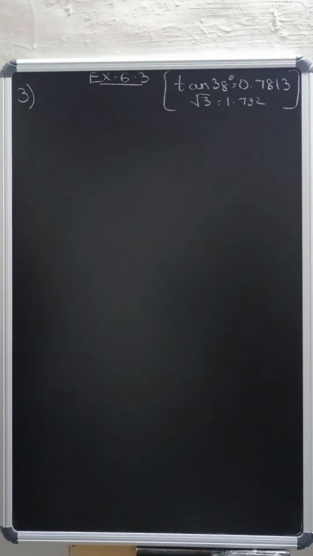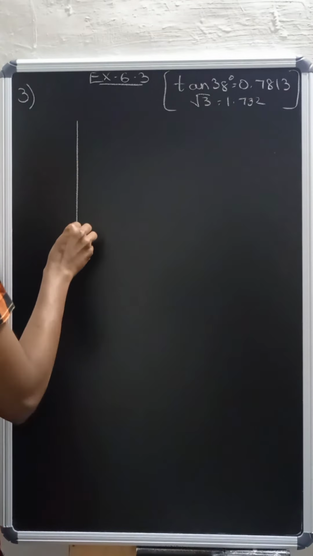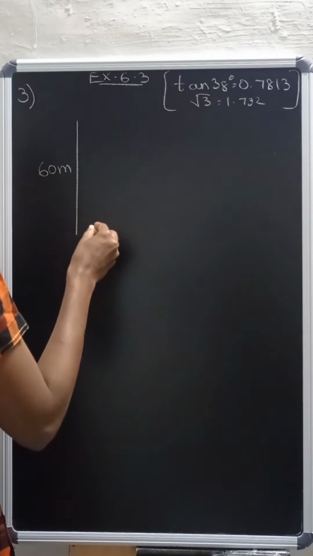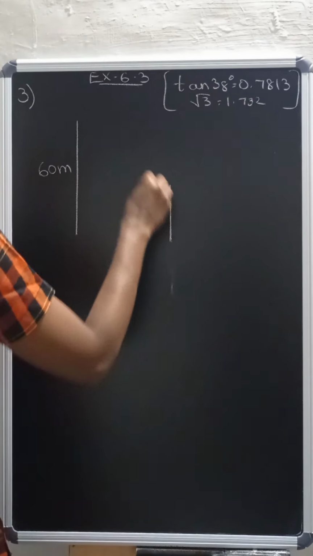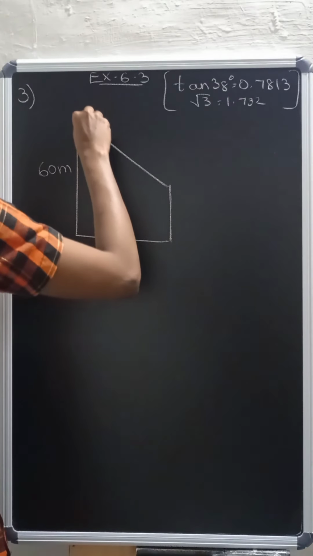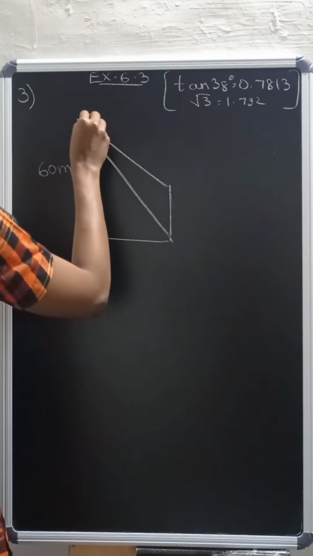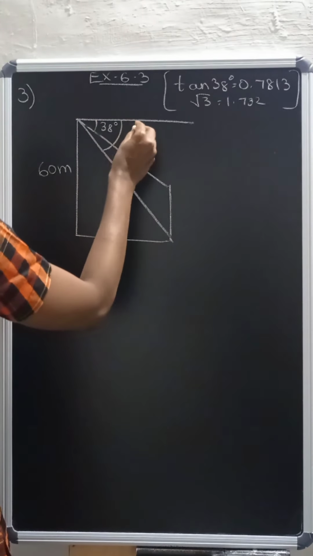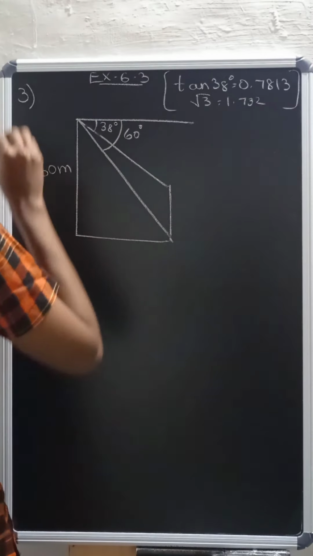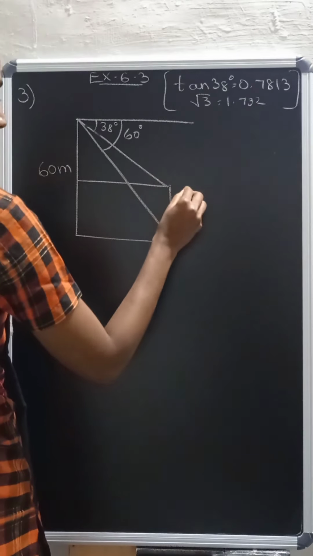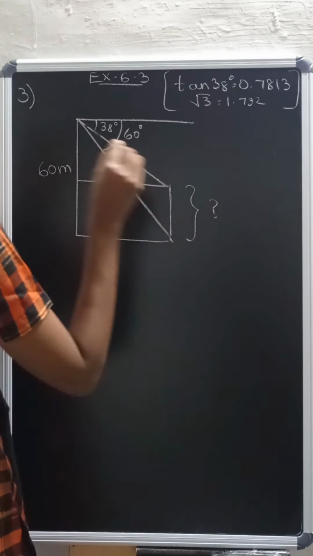Now we will draw the diagram for the sum. From the top of the tower 60 meters high, the angle of depression of the top and bottom of a vertical lamp post are 38 degrees and 60 degrees respectively. Find the height of the lamp post. So we need to find the height of the lamp post.